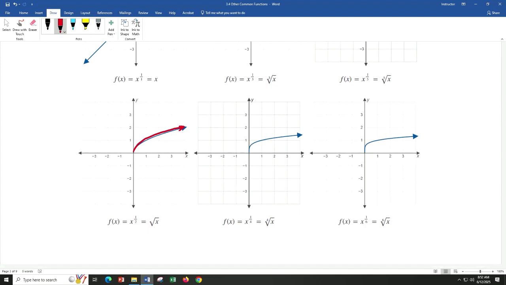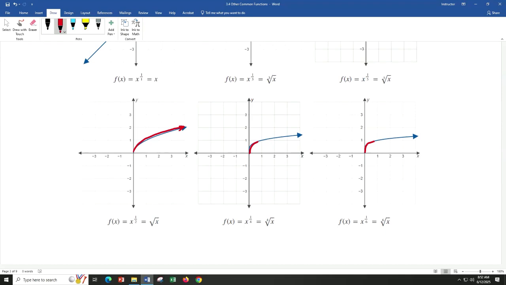Just a square root. Look what happens as the index grows. That part just gets a little thicker there. So as the index goes up, what's going to happen to that little part there? It just, like every other one, starts flattening out before it does its thing. Good.